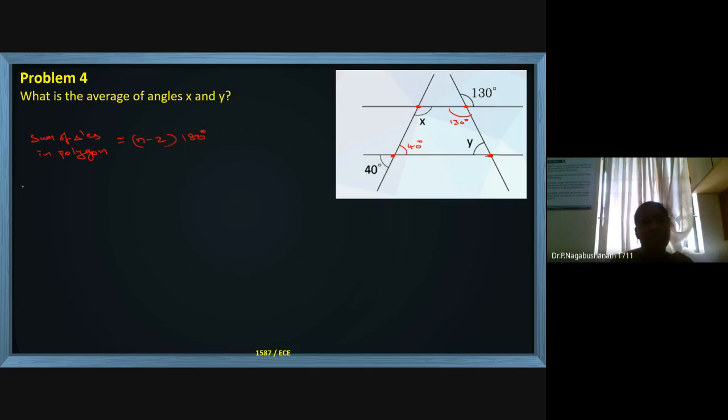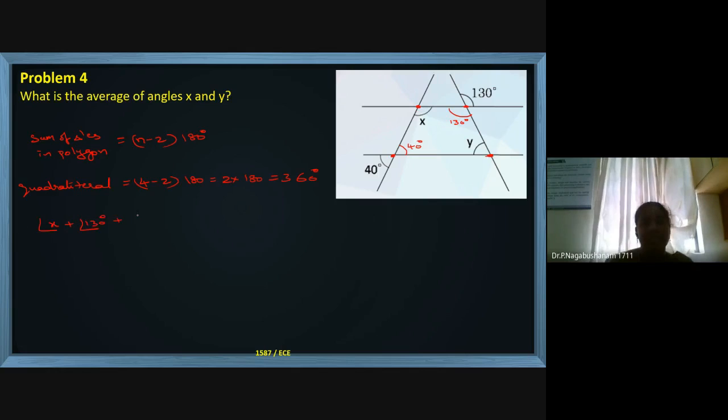We have a quadrilateral here. Four sides are present, and n is 4. So 4 minus 2 into 180, which is 2 into 180. And this 360 degrees is the sum of angles inside the quadrilateral. Now we have four angles: angle X, then angle 130 degrees, next angle Y, and angle 40 is also there. The sum of these four angles should be 360 degrees.